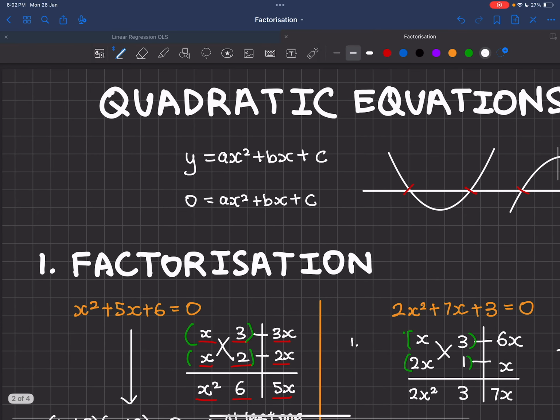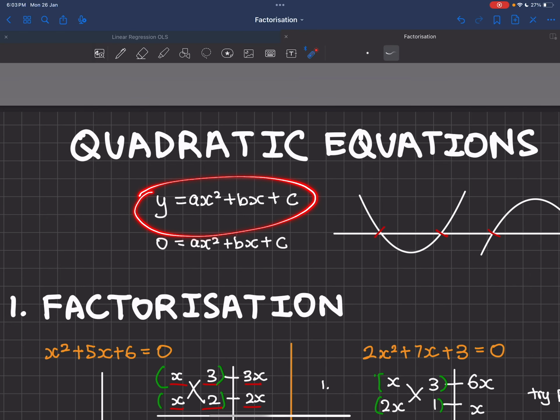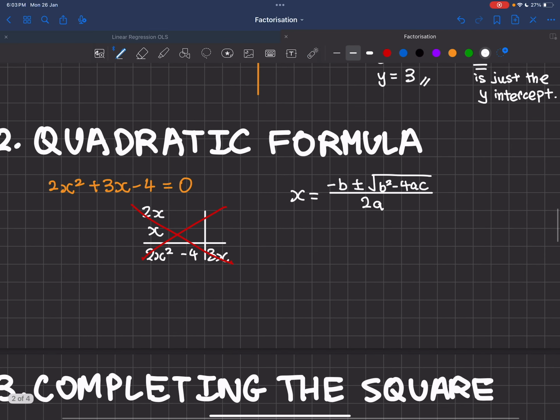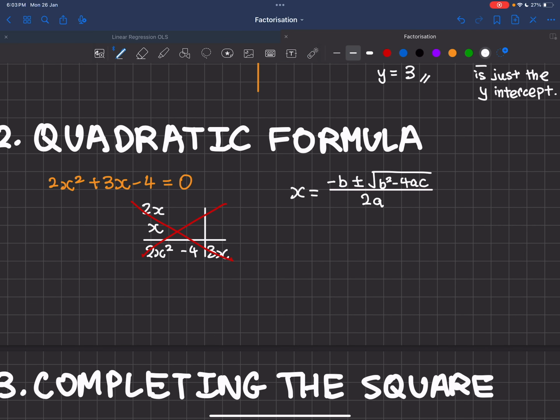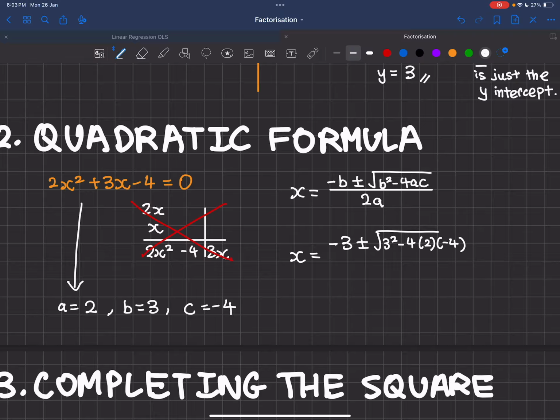Remember when we said the general form was ax squared plus bx plus c? Now, we just plug in all the a's, b's and c's. So what are the a, b, and c in this? From this, a is 2, b is 3, c is -4. Okay, so x equals -3 plus or minus square root of b squared minus 4ac over 2a.